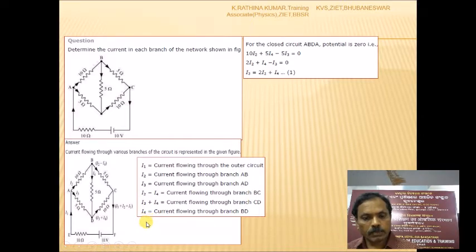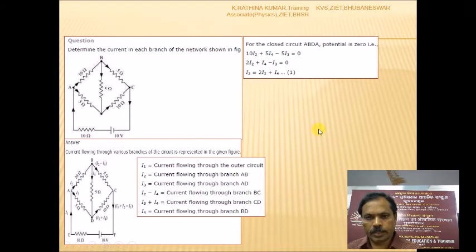So then I3 plus I4 is the current flowing through the branch BC, and I3 plus I4 is the current flowing through the branch CD. Here, the current in BD is not mentioned, so I4 is equal to the current flowing through the branch BD. At these two points the potential will be the same, therefore no current will flow through that. Let us see according to Kirchhoff's law and the Wheatstone bridge balancing condition.